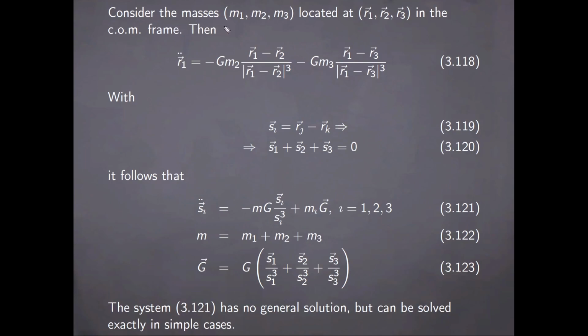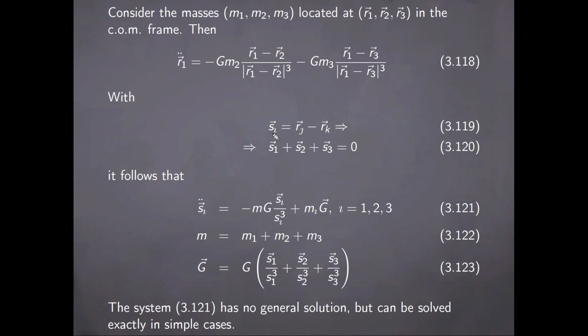We are to consider three masses labeled by the numbers 1, 2, and 3, which are located at the radial vectors labeled by the same three numbers in the center of mass frame. Then we can write Newton's second law for the first body, for instance, in the form here. So it's just a gravitational interaction between the first body and the second body, and the first body and the third body. And obviously, similar equations can be written for the other two acceleration vectors.